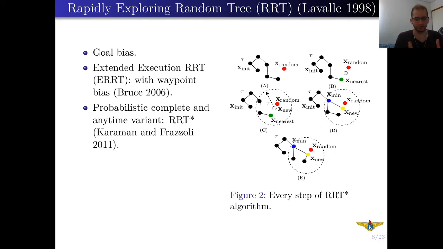and there is an improvement of RRT in ERRT, in which there is a waypoint bias. Therefore, the author suggested us to use a bias towards previous solutions. And finally, in 2011, the RRT star was a suggestion to create an asymptotically optimal approach, which you can see in figure A, B, C, D, and E. He adds the step of rewiring to RRT, which is fundamentally the basis of the optimality.